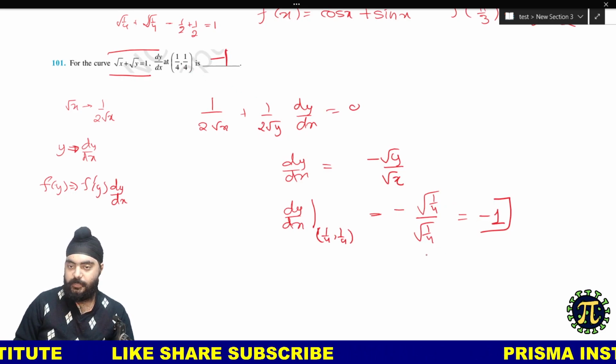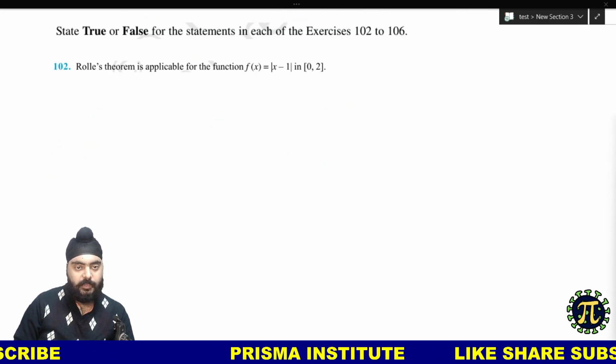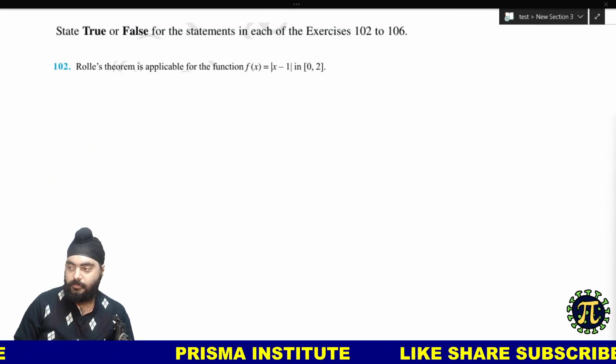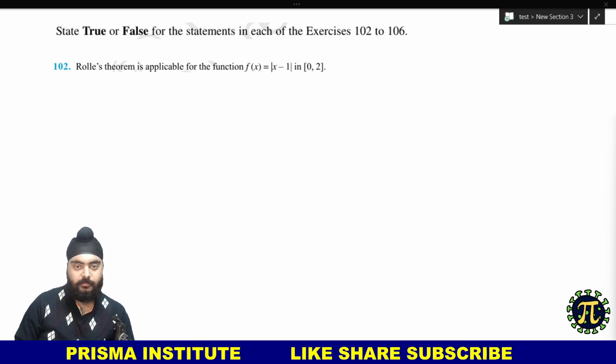Okay, so let's move to our next question. Rolle's theorem is applicable for a function mod of x minus 1.